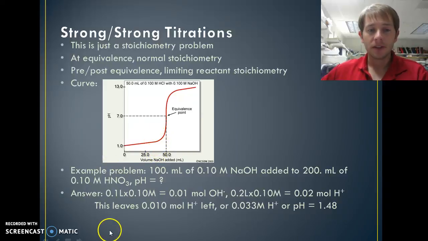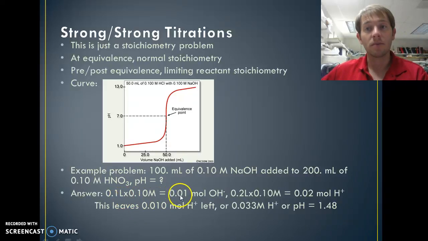Anyway, if we have an example problem, 100 milliliters of 0.1 molar sodium hydroxide added to 200 milliliters of 0.1 molar nitric acid, what's the pH? So figure out how many moles of each you have. So 0.01 moles of hydroxide, 0.02 moles of hydrogen ion.